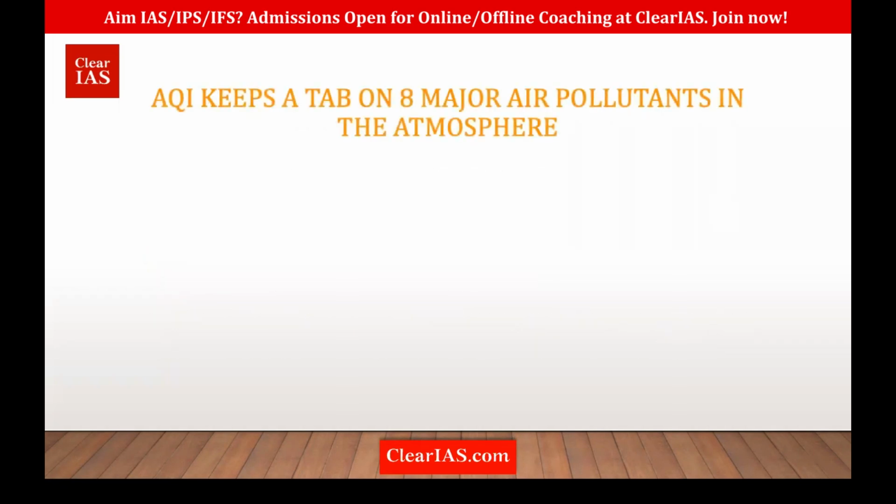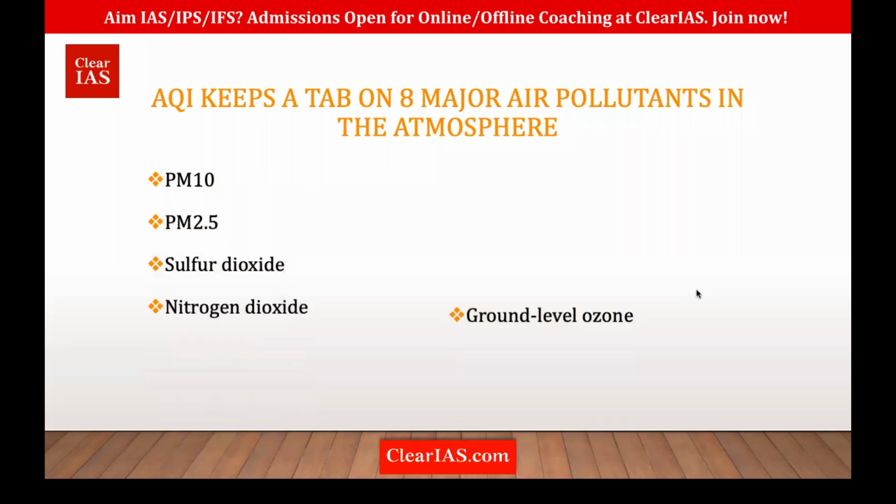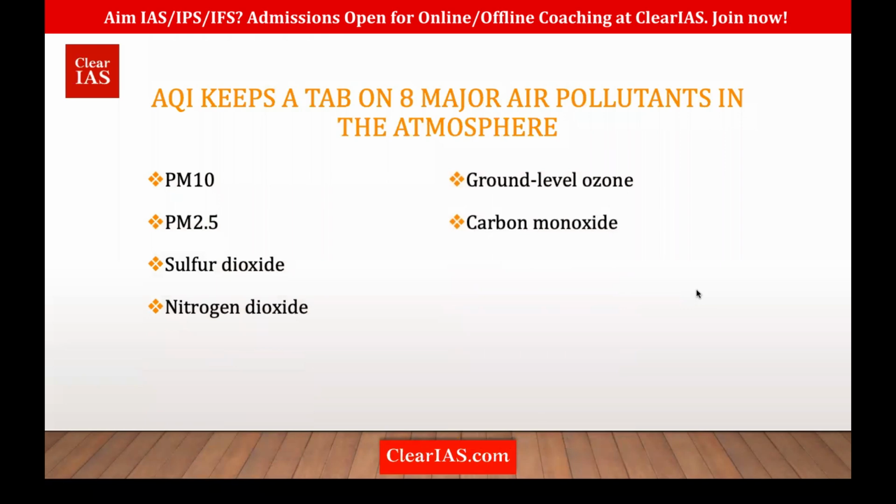Again, which pollutants does it take into consideration? In the National Ambient Air Quality Standards, we had 12 pollutants, right? In this, we have only 8 pollutants. The 6 pollutants which we spoke about in WHO would be there: PM10, PM2.5, sulfur dioxide, nitrogen dioxide, ground level ozone and carbon monoxide. These are 6. Apart from that, we have ammonia and lead. So these are the 8 under the air quality index.